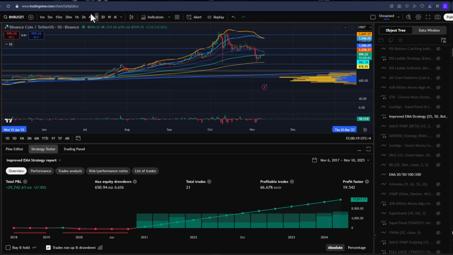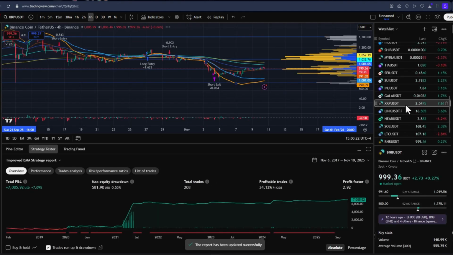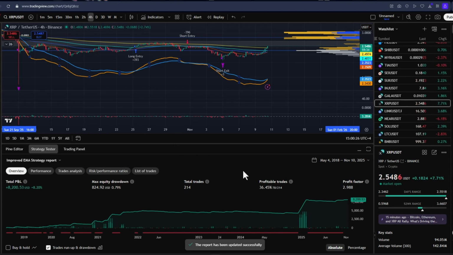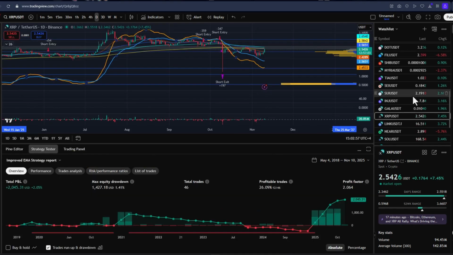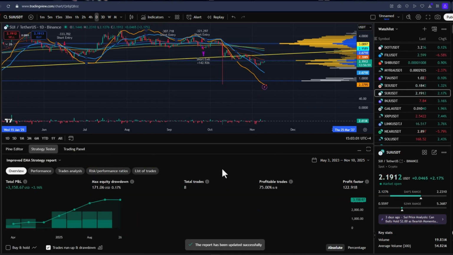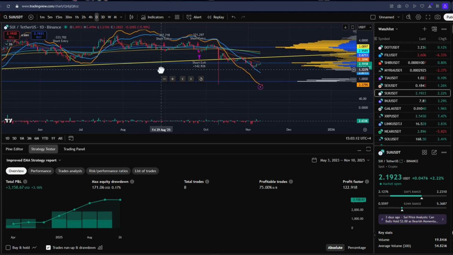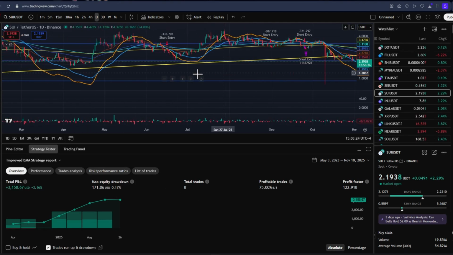Now let's look at Ripple, XRP, as an example on the 4-hour time frame. Here, the backtest shows a total profit of $8,000 over 7 years, which is little. On the 1-day time frame, it is even lower. Now let's look at the SUI example. SUI is relatively new, having launched about 2 years ago. What I observe is that SUI easily follows the trend. In these 2 years, this asset generated $3,000 profit on the 4-hour time frame in just 8 trades.